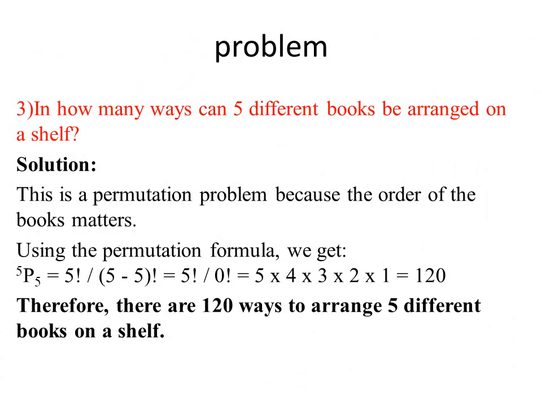In how many ways can 5 different books be arranged on a shelf? This is a permutation problem because the order of the books matters. Using the permutation formula, we get 5P5, that is 5 factorial over (5 minus 5) factorial, that is equal to 5 factorial over 0 factorial, that is 5 into 4 into 3 into 2 into 1 by 1, that is 120, because 0 factorial is 1. Therefore, there are 120 ways to arrange 5 different books on a shelf.